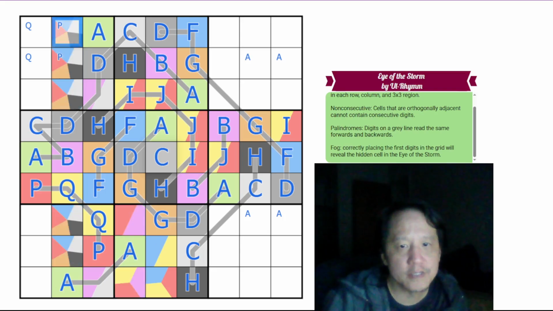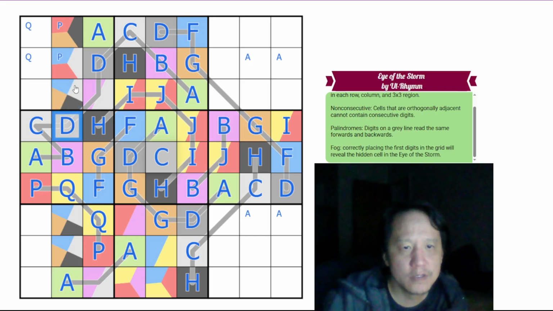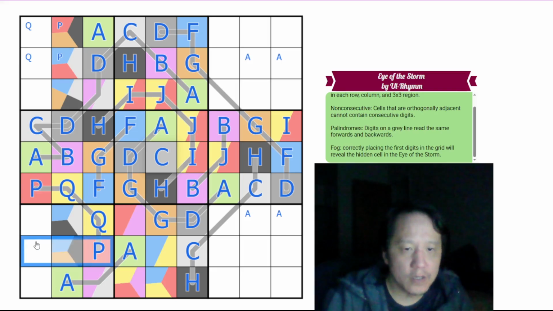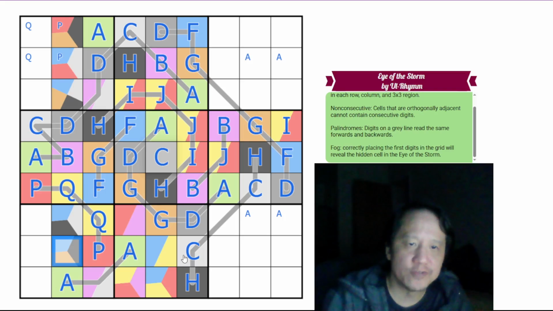Okay. This can't be light or blue. This can't be orange or dark. These can't be red. This can't be red. This can't be orange. This can't be light. Interesting. Not too helpful.